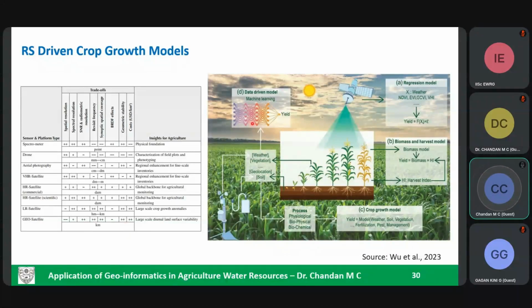And when we see the remote sensing driven model, here we are trying to address the growth and monitor the health with a regression model, and we also have a biomass model, which gives the harvest index, that is, after the end of a particular season, how much harvest can be obtained from a particular field. So the crop growth model gives the yield prediction with respect to the best management practices at the field, etc. These things can be derived from the crop growth models.